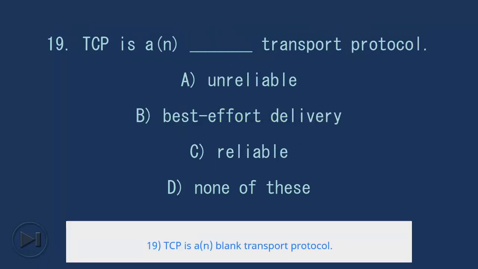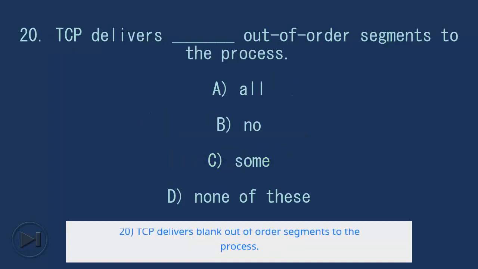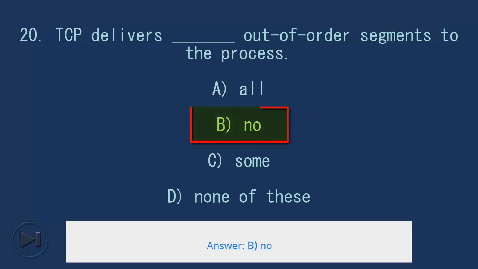19. TCP is a blank transport protocol. A. Unreliable. B. Best effort delivery. C. Reliable. D. None of these. Answer, C. Reliable. 20. TCP delivers blank out-of-order segments to the process. A. All. B. No. C. Some. D. None of these. Answer, B. No.